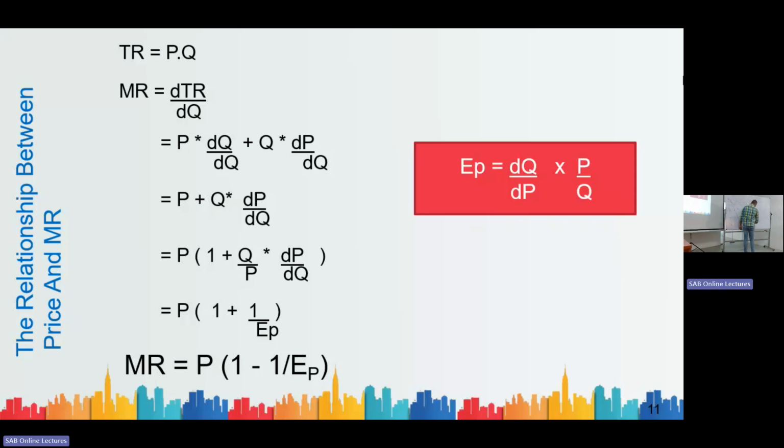When price elasticity of demand is inelastic, that means when the price elasticity of demand lies between 0 and 1, marginal revenue is always negative. Always negative. That means when price decreases, total revenue will also decrease.